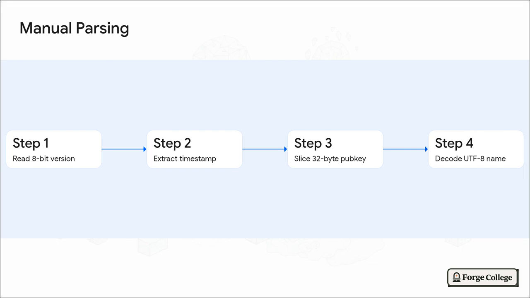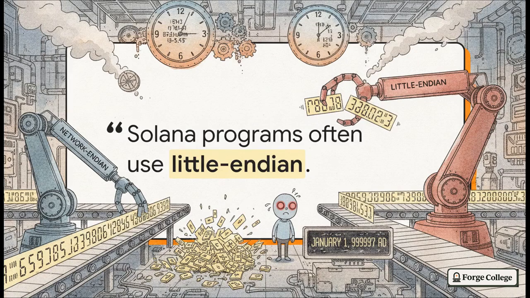And finally, step 4, we read a 16-bit integer that explicitly tells us exactly how long the upcoming text string is, so we know exactly how many bytes to decode for our UTF-8 formatted name. It's just incredibly precise. But hey, you need to be aware of a massive hidden trap on this factory floor.